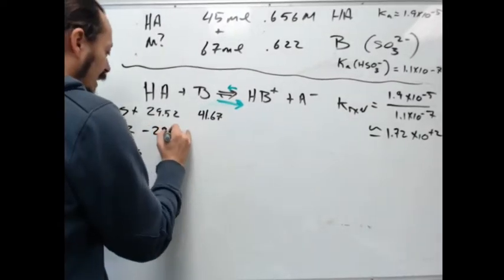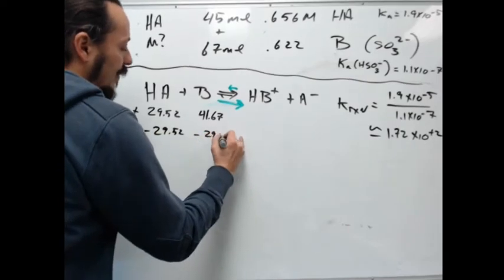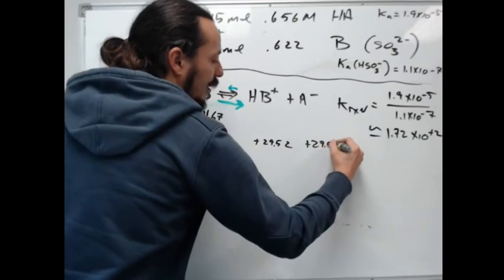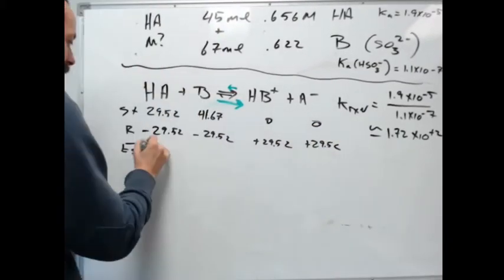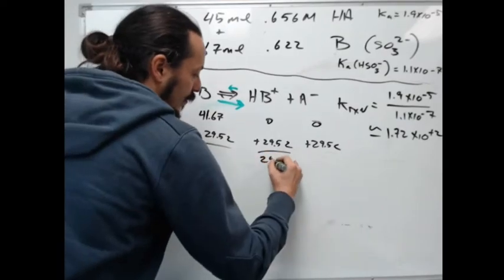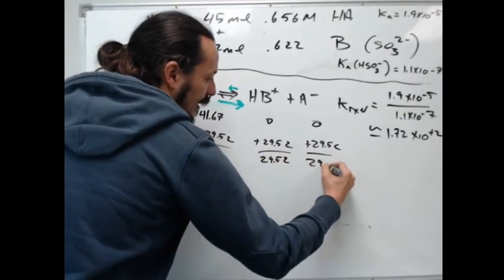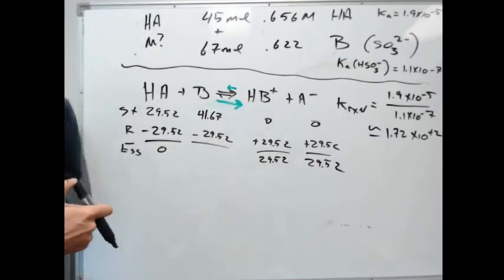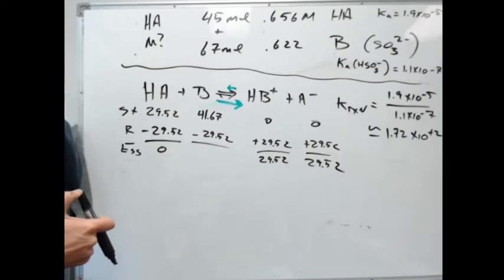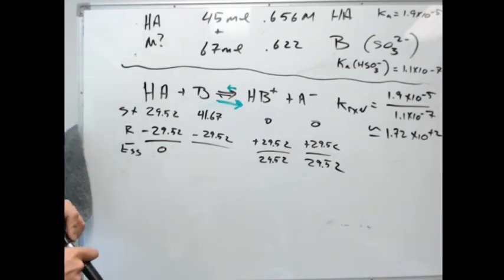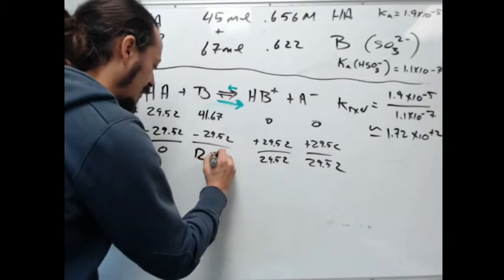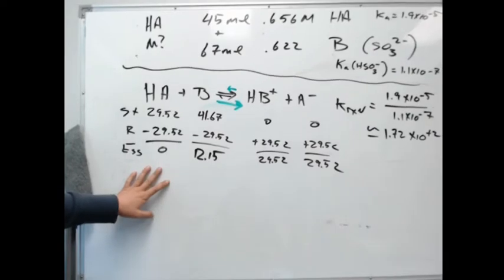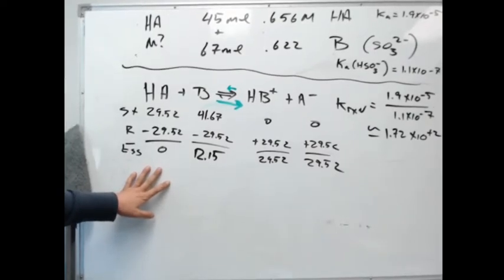So we're going to have minus 29.52, minus 29.52, plus 29.52, plus 29.52. Zero here. That's giving us 0. That's giving us 29.52. That's giving us 29.52. And 41 minus 29.52 is going to be, God, why did I pick such ugly numbers? 12.15. Thank you. 12.15. So at this point, we can say, cool, there's none left. That would clearly be the wrong answer.